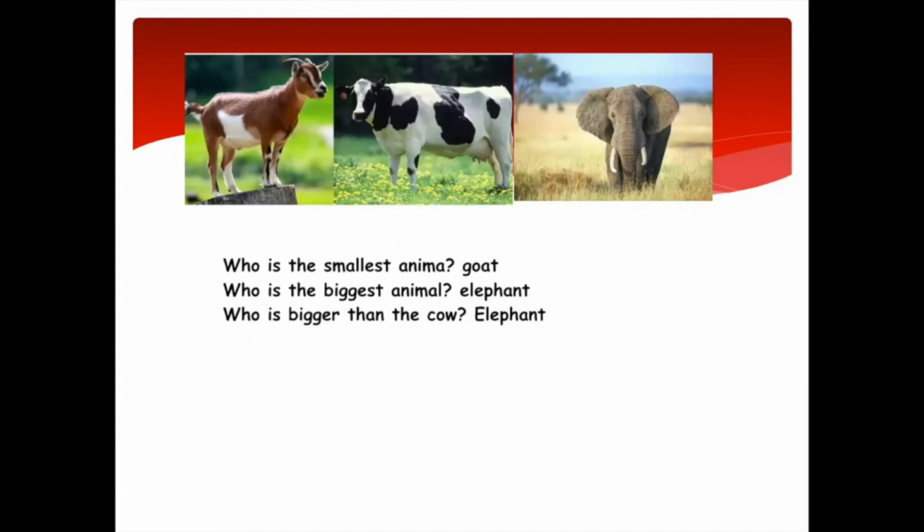Yes, a goat. Now tell me, who is the biggest animal? Yes, the elephant. Now look very carefully and tell me, who is bigger than the cow?